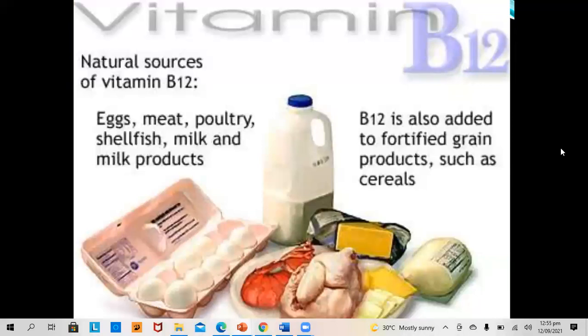Then comes another important vitamin B, which is vitamin B12. Vitamin B12 source is milk, egg, and meat, just like other vitamin B complex vitamins. In addition, it is also seen in fortified grains such as cereals.